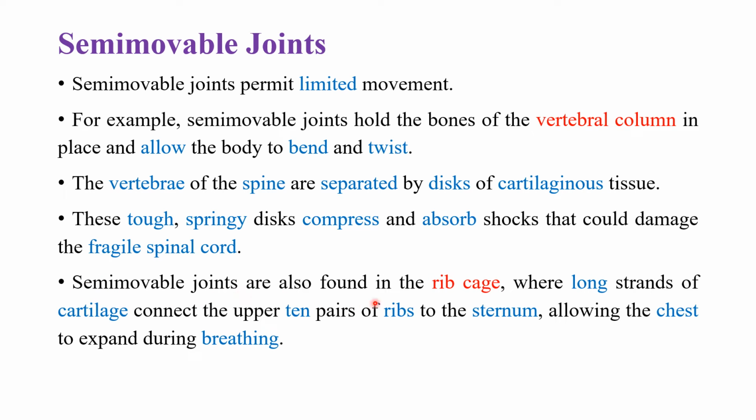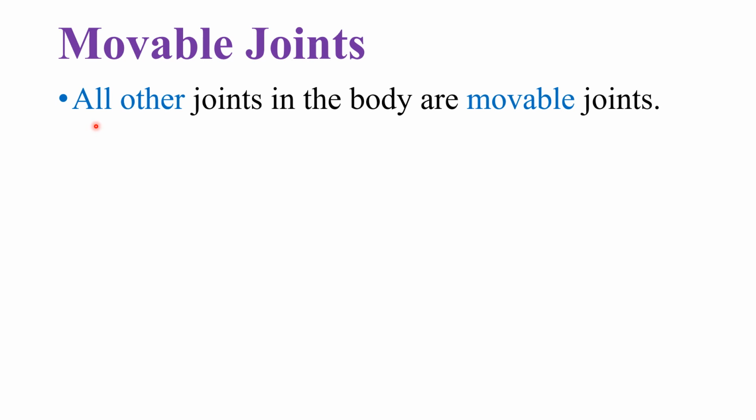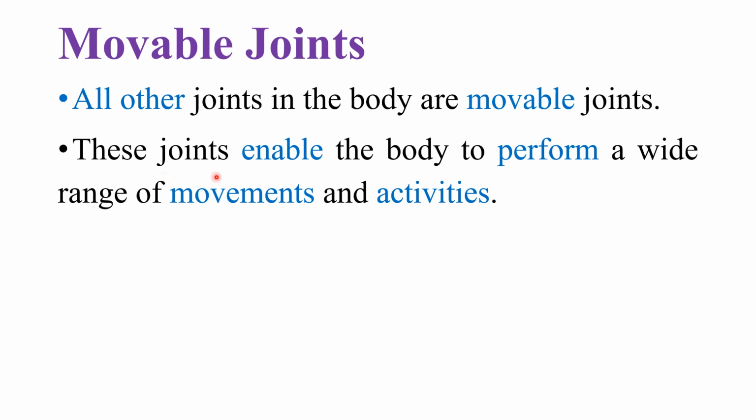Semi-movable joints are also found in the rib cage, where long strands of cartilage connect the upper 10 pairs of ribs to the sternum, allowing the chest to expand during breathing. Now, movable joints. All the other joints in the body are movable joints. These joints enable the body to perform a wide range of movement and activities.